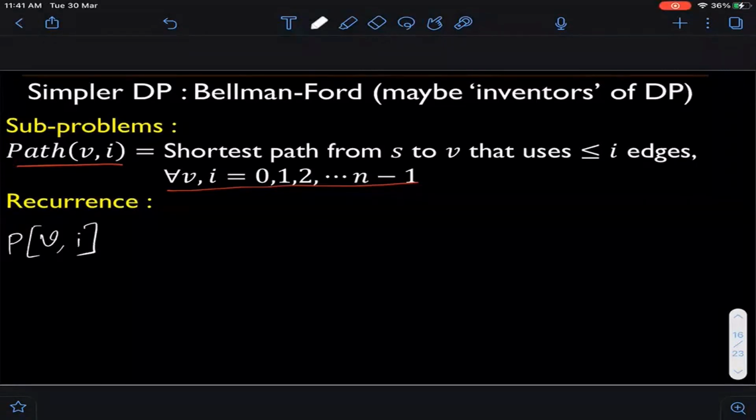Well, the base case is P of V comma 0 equals 0. That's very good actually, those are the base cases. But in general, I'm trying to write a recurrence. So what is P V i? Again, you should always visualize the optimal solution, it becomes much easier. Okay, so this is V, this is S.